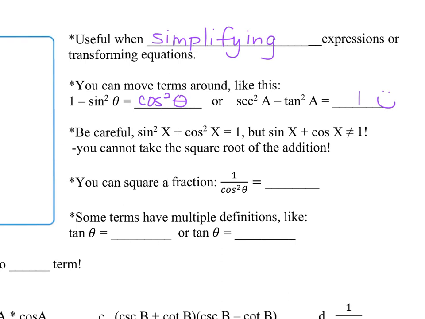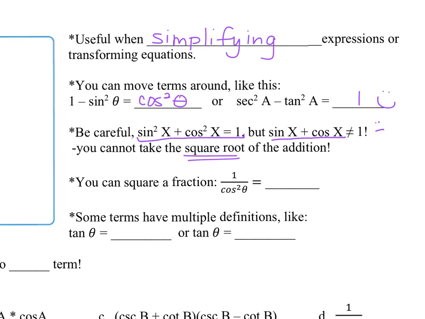In some instances, you'll be able to move terms around in an identity, like sine squared plus cosine squared equals 1. Well, 1 minus cosine squared would equal sine squared, and 1 minus sine squared would equal cosine squared. Or secant squared minus tangent squared would equal 1. So there are some things that we can do in that regard. However, some things we can't do. Notice sine squared plus cosine squared equals 1 is true, but plain sine plus cosine is not true. It's not a legal step to take the square root of an addition problem. So just be careful on that.